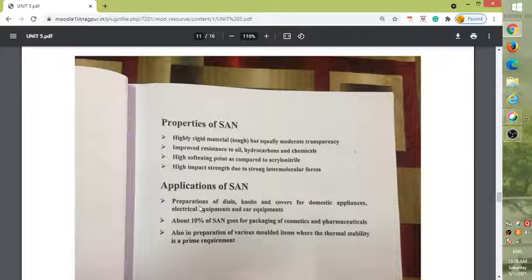Applications of SAN: preparation of dials, knobs and covers for domestic applications, electrical equipment and car equipment. About 10% of SAN goes for packaging of cosmetics and pharmaceuticals. Also in the preparation of various molded items where thermal stability is a prime requirement.